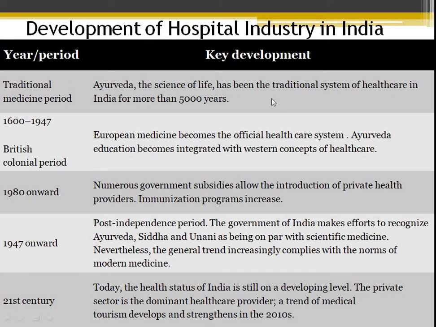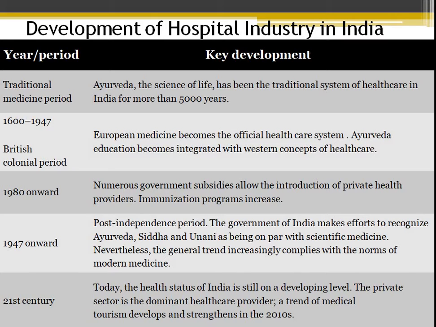Next, how did the development of the hospital industry come up in India? As I said, hospital is a buzzword. This has come up in modern days, but medicine or surgery did not begin on any exact date. So how did the development happen? Earlier, in the traditional medicine period, there was Ayurveda as a science of life. In India, it was there more than 5,000 years ago. That was the first period of science, that is, healthcare science.